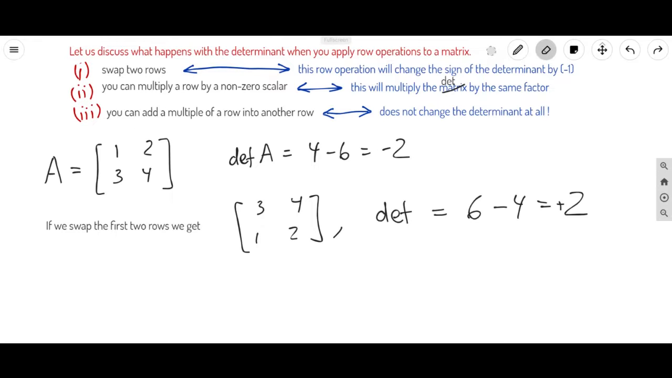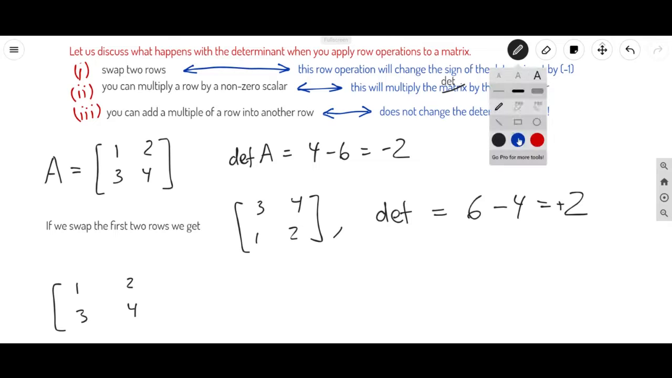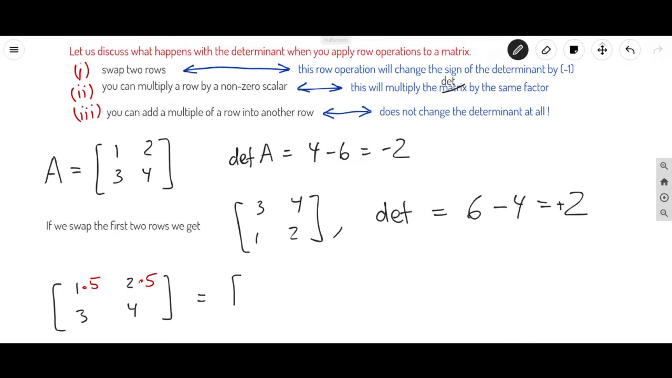Let's look at part 2. Part 2 says that if you multiply a row by something, then the determinant will get changed by the same factor. So let's suppose we have 1, 2, 3, 4, and we multiply. It does not matter what row you multiply. Let's suppose we multiply the first row by 5. If you do that, you would end up with the matrix 5, 10, 3, 4. And now if you do the determinant, you would get that this is 20 minus 30, which is -10.